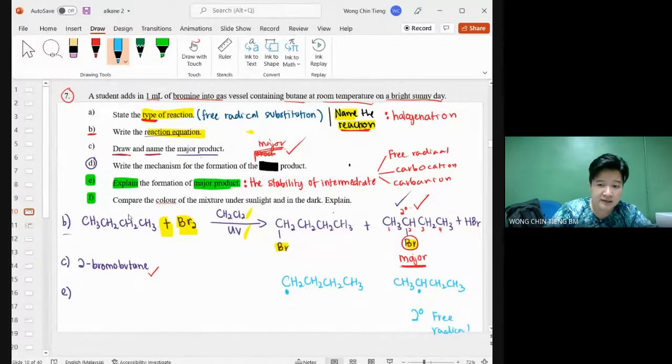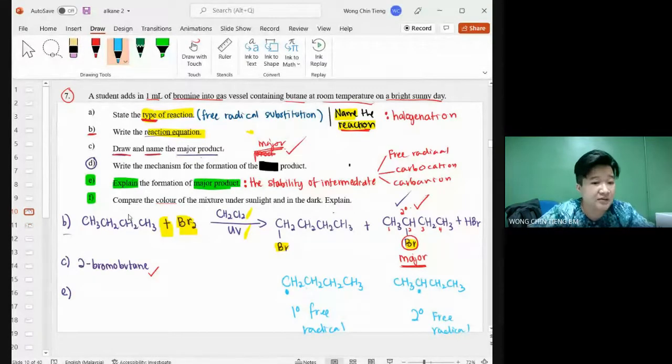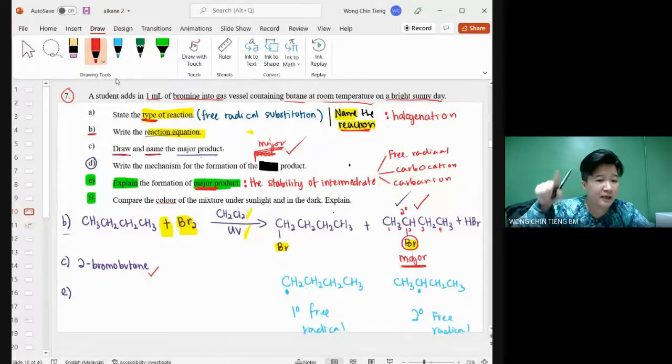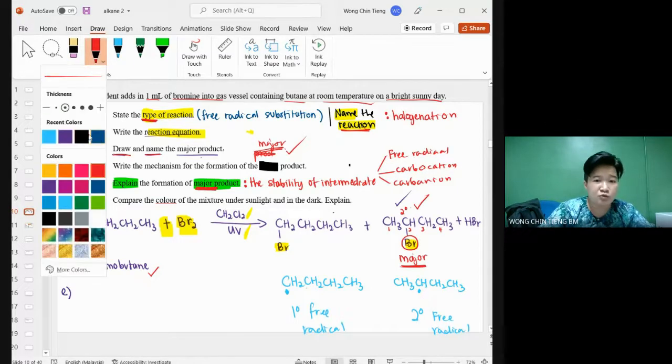This is a primary free radical. Between the primary free radical and the secondary free radical, your intermediate over here, the secondary, is more stable. That's why the secondary will exist in greater amounts. So whenever the question asks you about the major product, why that is the major product, you must always relate to the stability of the intermediate. Okay?